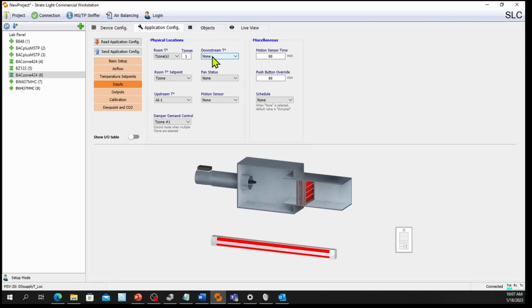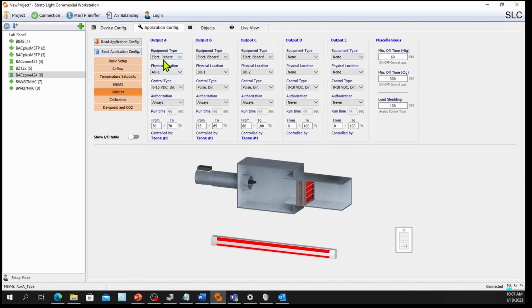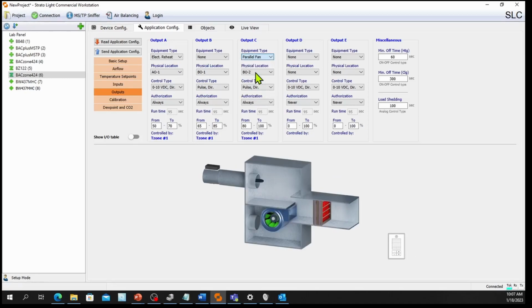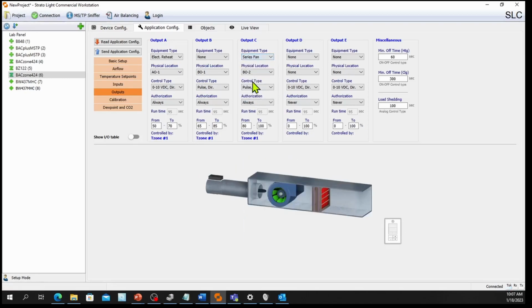Outputs will determine reheats, baseboard and parallel or series fans if any are needed. So for instance, right now I have electric reheat and electric baseboard. I can get rid of the baseboard if I need to. And I can use a parallel fan or a series fan if I have one.